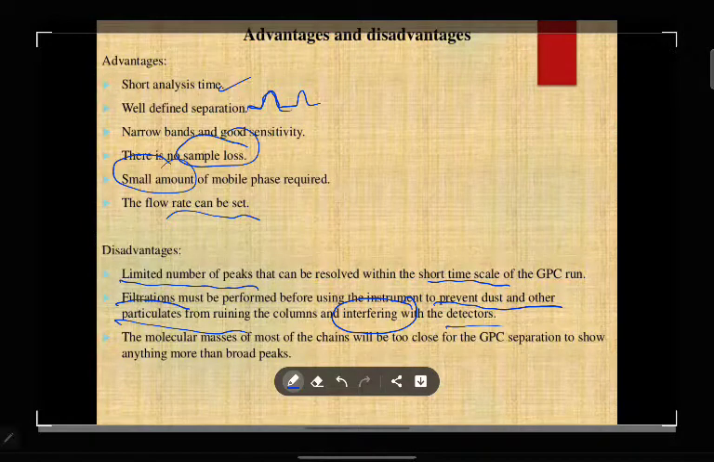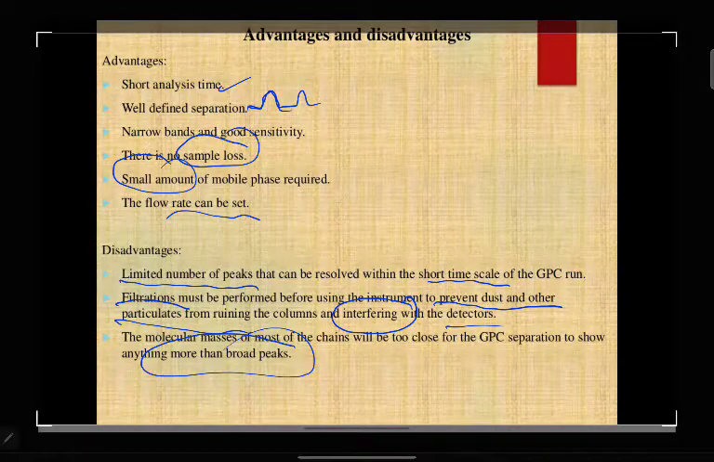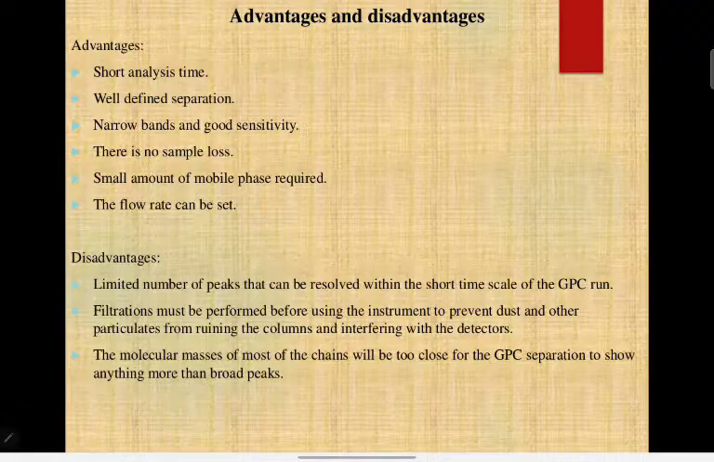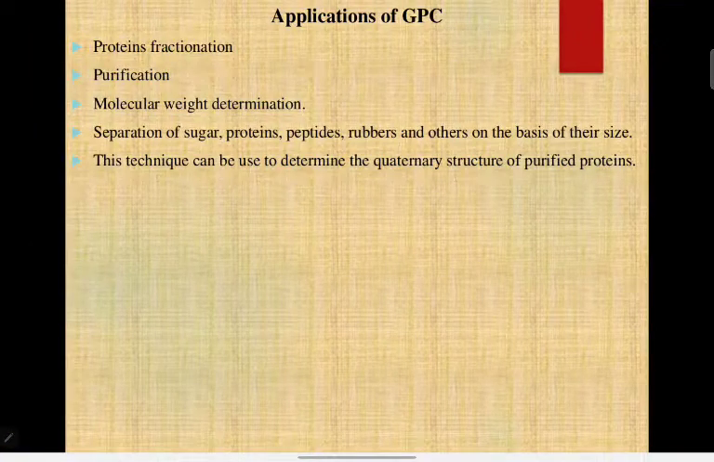Then as I told, we can separate large molecular mass compounds, isn't it? In other chromatography it is difficult. Here also we can separate them, but it will take some time. Sometimes we can get very broad peaks also. That is one disadvantage. Then advantages and disadvantages are over. Moving to the next slide.